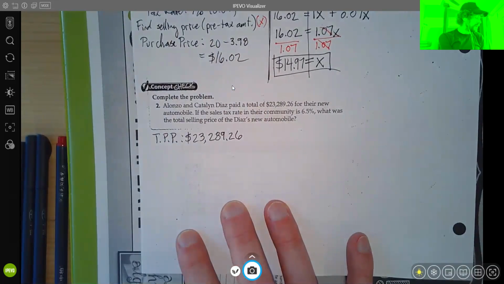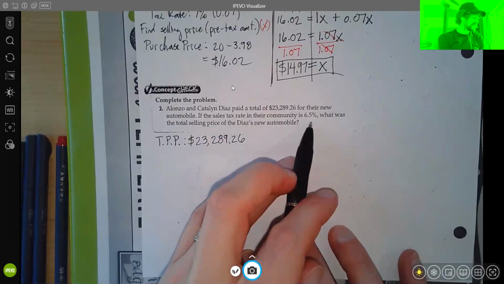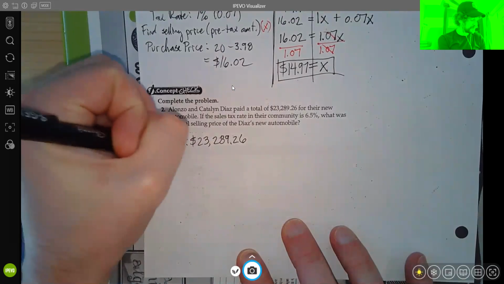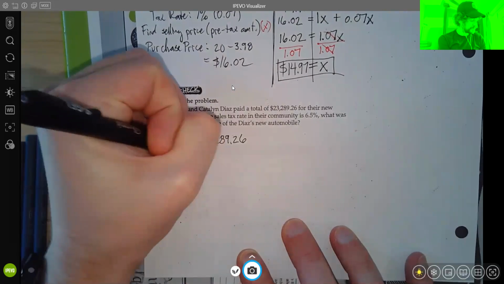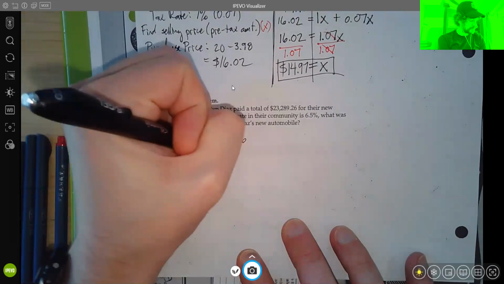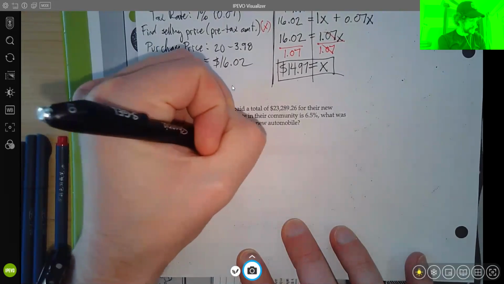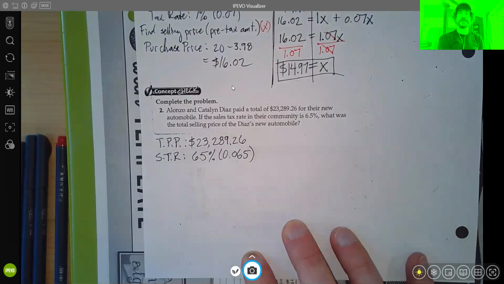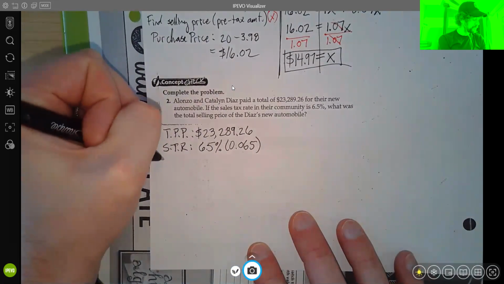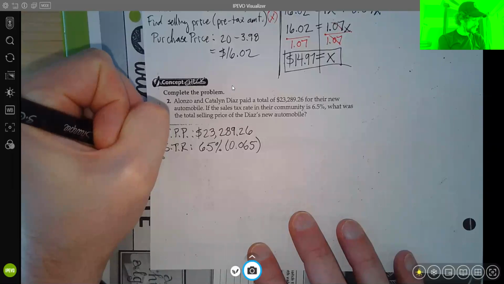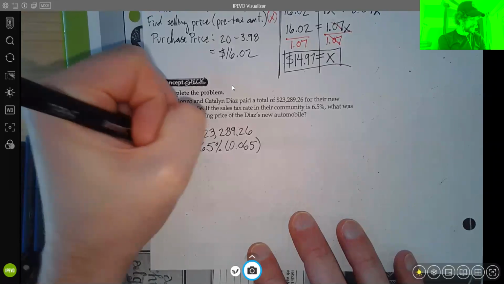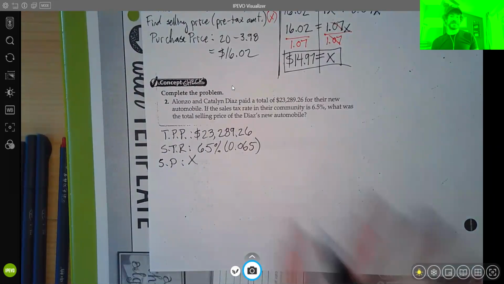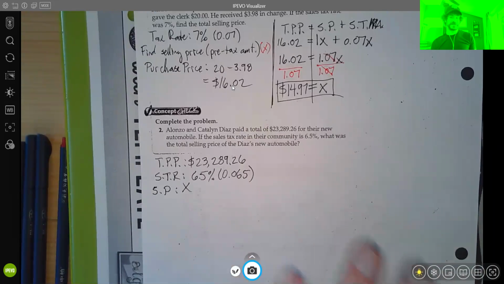So total purchase price, $23,289.26. If the sales tax rate in their community is 6.5%, so sales tax rate, okay. What was the total selling price? So this is going to be the same type of problem. So selling price, we don't know. That's what we're trying to figure out. So this problem will set up pretty much exactly the same as this previous problem.